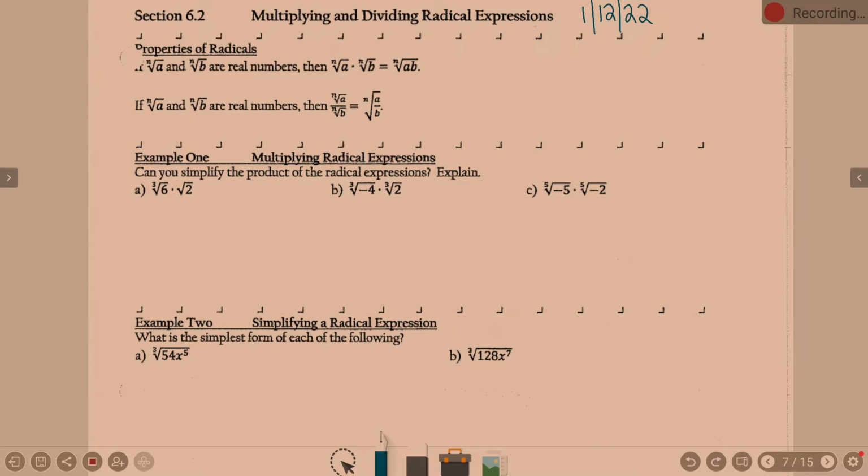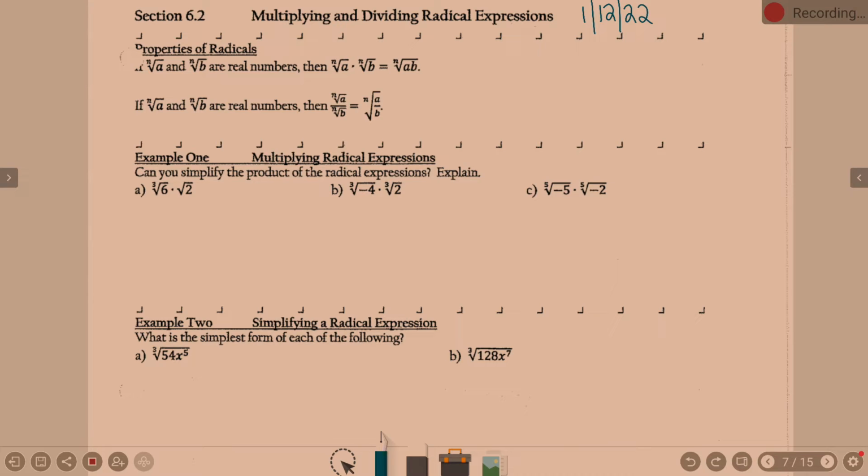Okay, guys, so jumping into lesson 6.2. A big part of this chapter is being able to simplify radicals. I know this lesson says multiplying and dividing radical expressions, but as we go about it, we're going to have to learn to simplify radicals. So that's going to involve looking for those perfect squares or perfect cubes or whatever it is within the radical.